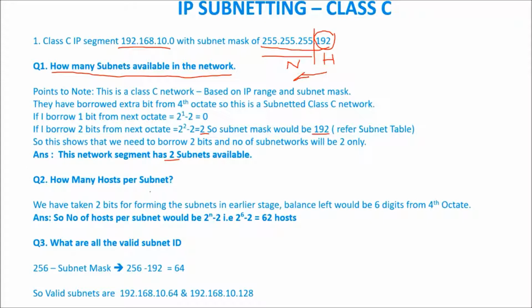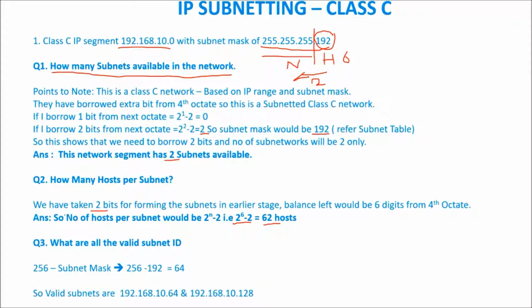So how many hosts per subnet? Since we have borrowed 2 bits for forming the network, we have given these 2 bits, right? Here the rest of the portion is 6 bits. So we can directly do the calculation 2 power 6 minus 2. It means that I will have 62 hosts inside a network.